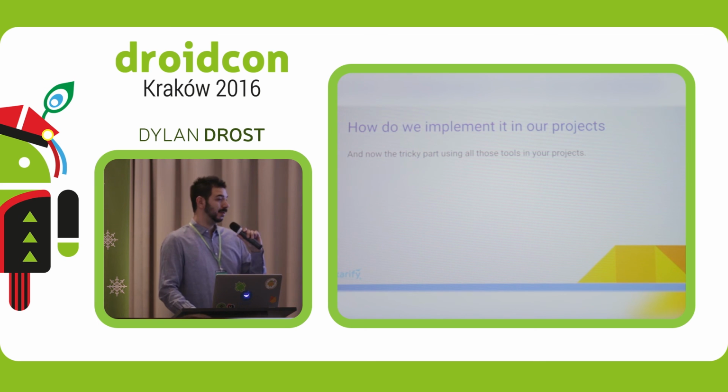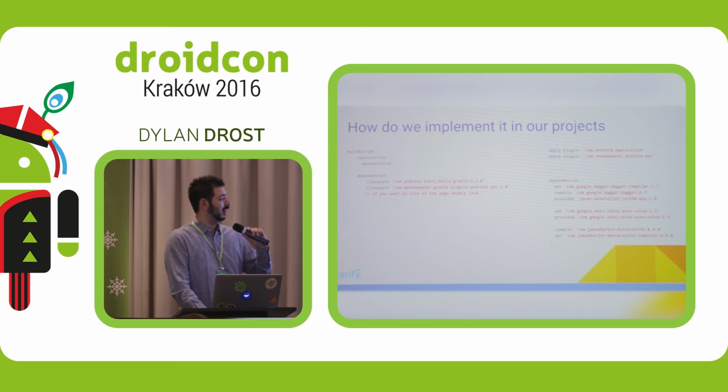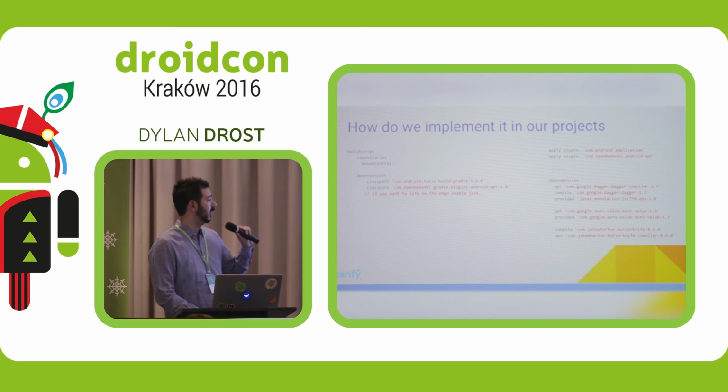And now the tricky part: how are we going to use those libraries in our project? It's actually very easy. We only have to add a plugin to our main Gradle file in the root folder, and then apply the plugin in your app module, and then say, hey, I want to use this annotation processor or this library, and you're ready to go. And it works out of the box. You don't have to configure anything.